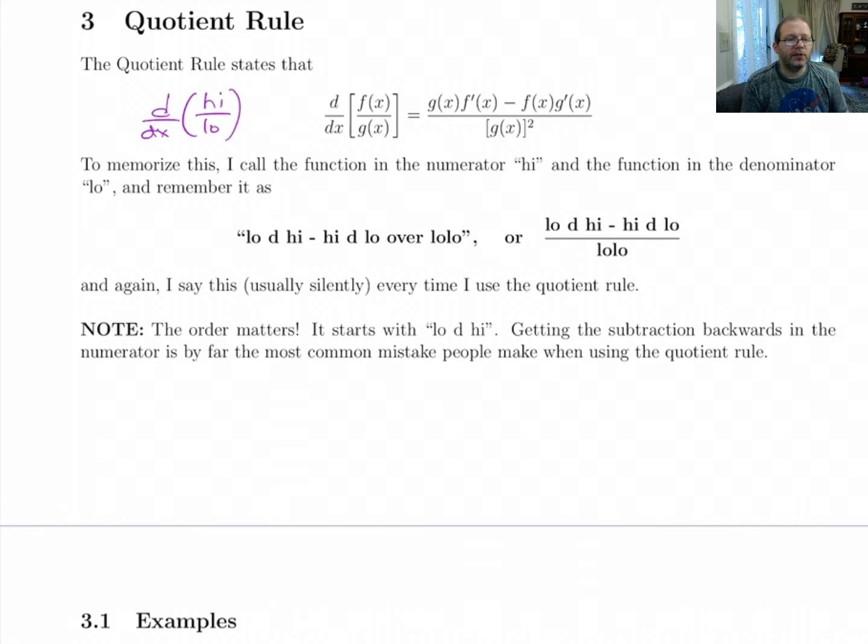And a couple of things to keep in mind: order matters. Low d high minus high d low. If you reverse these, if you did high d low minus low d high, that's wrong. What that'll give you is the negative of the derivative. So when you do this, be sure to get the order right. I would say by far that's the most common mistake I see people making with the quotient rule, is getting that numerator backward. So let's do some examples.